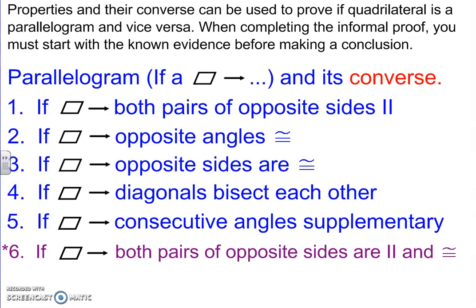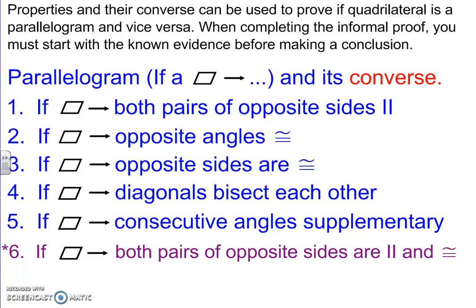So we want to look at its properties and their converse to prove if a quadrilateral is a parallelogram and vice versa. When completing the informal proof, you must start with the known evidence. So we're going to be working with these using our conditional statements. Remember, that's if you state your evidence and then your outcome. Here for parallelogram, these are a lot of features, and then we're going to see that there's a subset of those features as well.